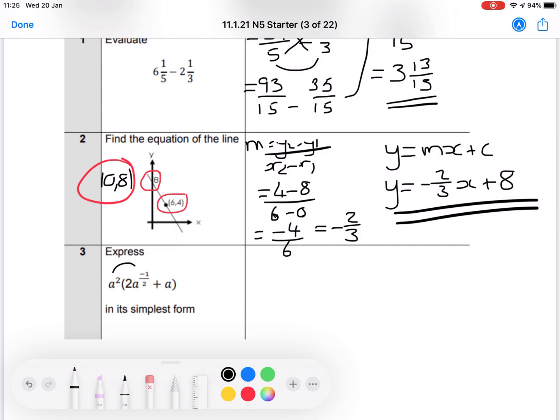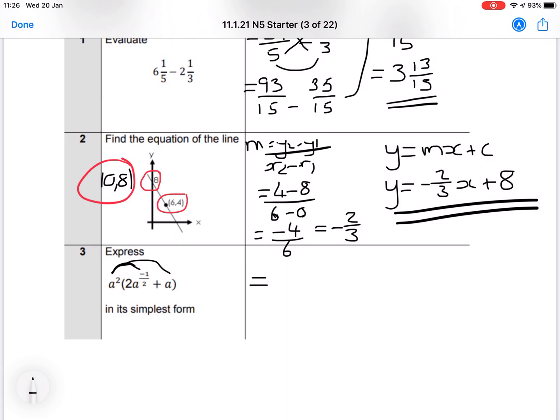So what we're going to be doing here is multiplying out the bracket. So we have here that we're going to be doing a squared bracket 2a to the power of minus a half plus an a. So we're going to have to do this term times this term, and then this term times this term. So the first one, we're going to have a squared times 2a to the power of minus a half. So when we multiply terms, we're adding the powers together.